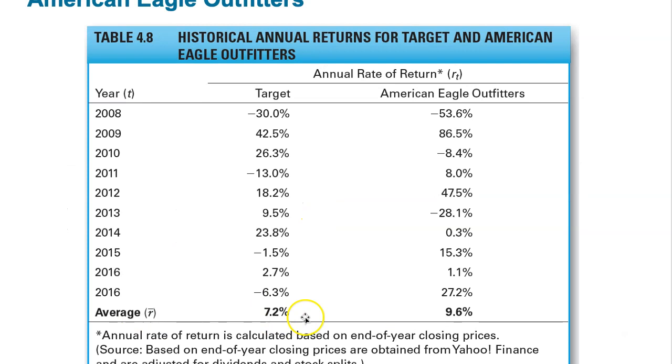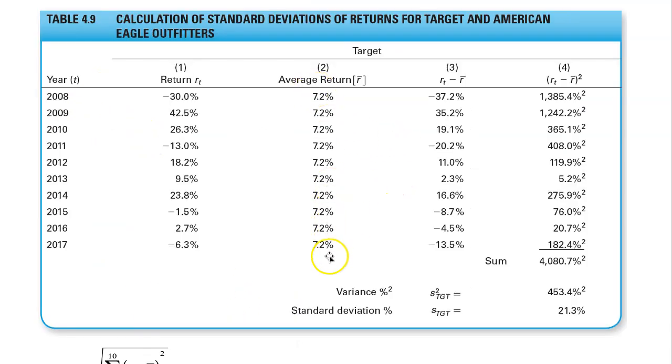In the previous slide, we calculated the average return, which is just taking all of these returns and dividing it by the number of years, just a regular average. So we have the average return, which is the same for every year now. And in column 3, we subtract: R_t minus R-bar. So we take 30 minus 7, which is negative 37, or 42 minus 7, which is 35. So we just find the difference between column 1 and column 2.